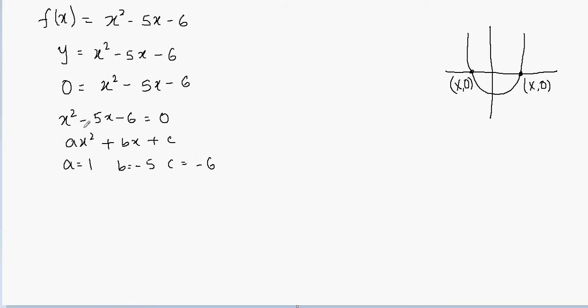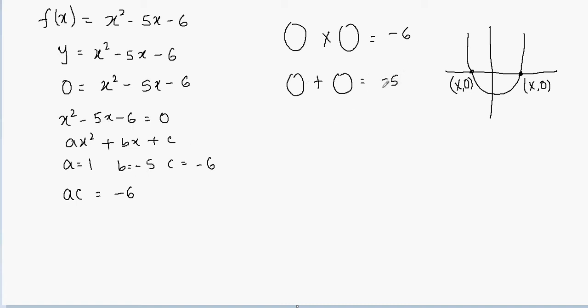Now, we have to factor this equation, and we use the AC method to factor it. What we do is multiply the first term, a, with the last term, c. A is 1 and c is negative 6, so a times c is going to be negative 6. When we factor this equation, we have to think of two factors which, when multiplied, give me AC, which is negative 6, but when I add those two factors, I should get the middle term, negative 5, which is our b.